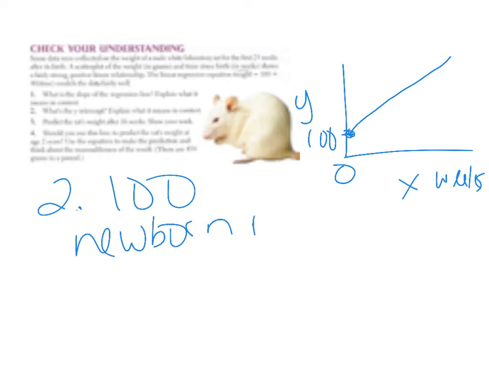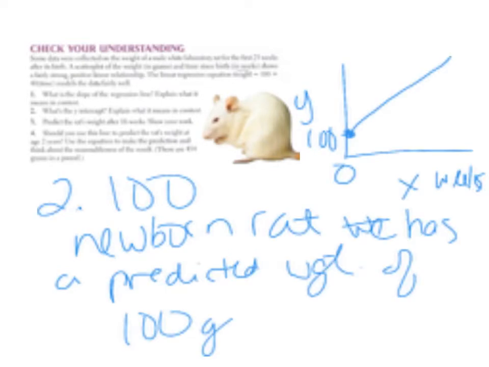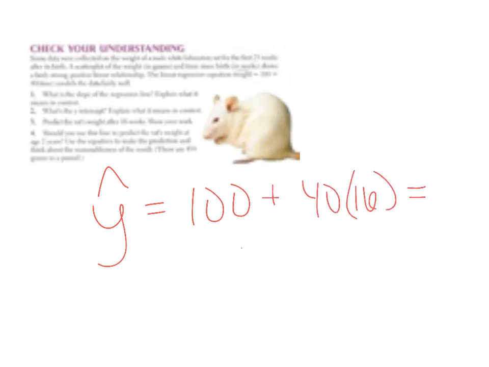A newborn rat has a predicted weight, remember this is predicted, of 100 grams. Number 3, predict the rat's weight after 16 weeks and show your work. Showing your work would count as just subbing it into the equation. So y hat equals 100 plus 40 times 16 equals 740 grams. That would be my predicted weight of the rat after 16 weeks.